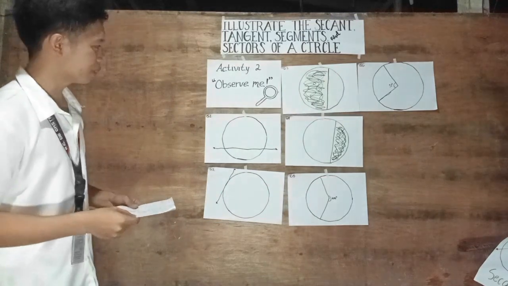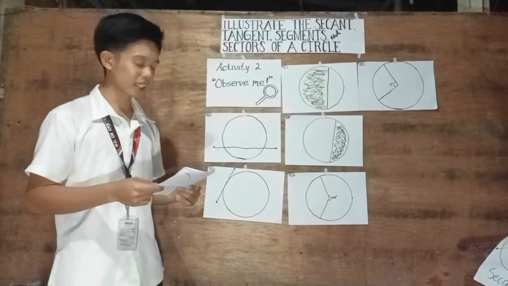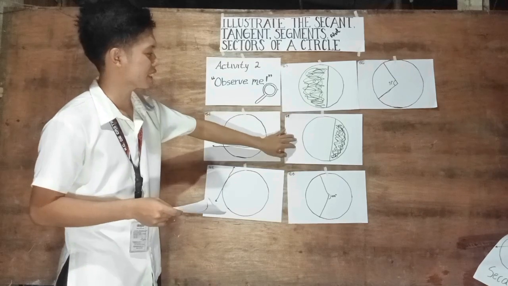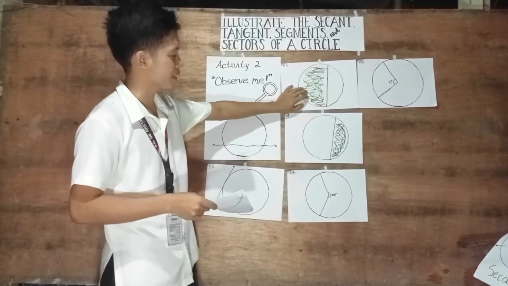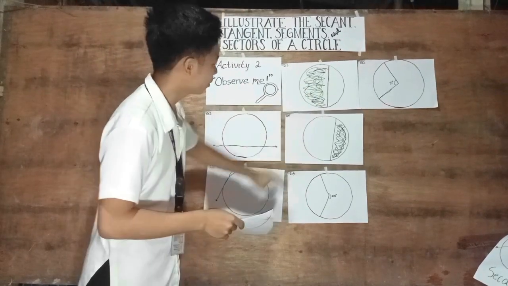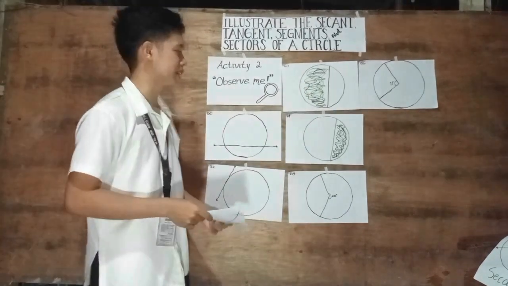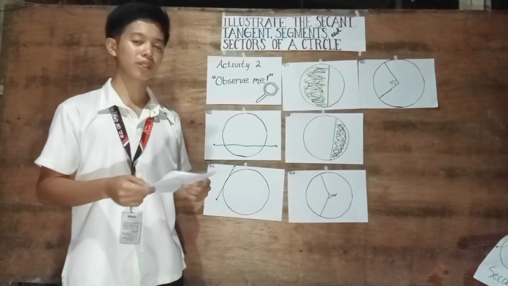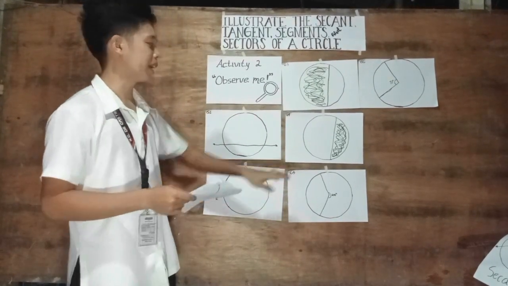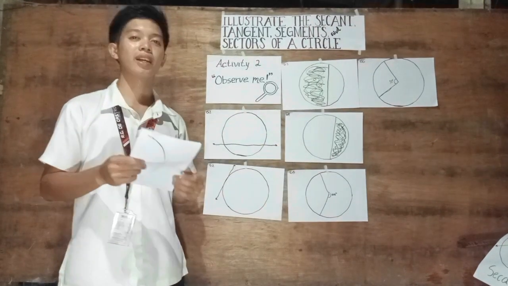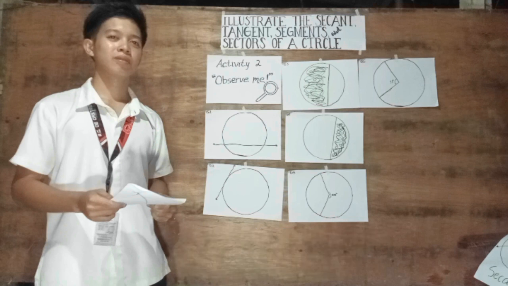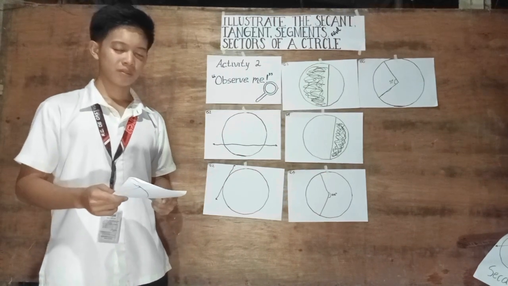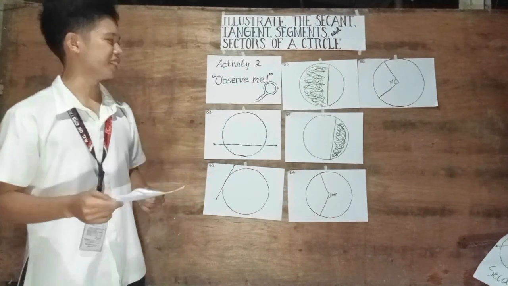So, for group number 4, Miss Cal. This is an example of a major segment. Now we have, for group number 4, a minor segment. Based on your group observation, how will you define minor segments of a circle? The portion or part of the circular region enclosed between a chord and the corresponding minor arc is called minor segment of the circle. Okay, thank you.